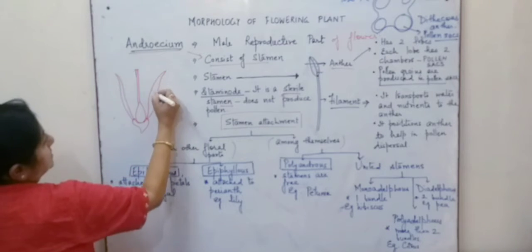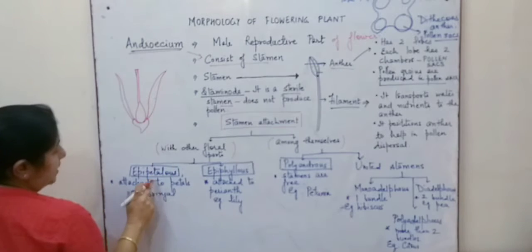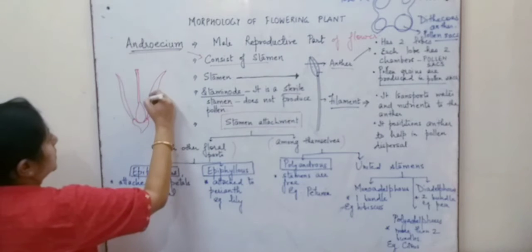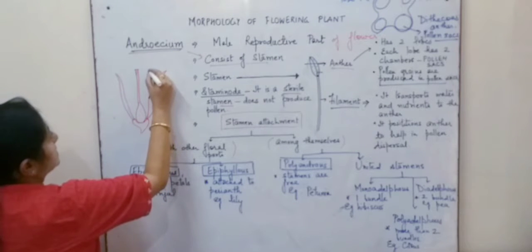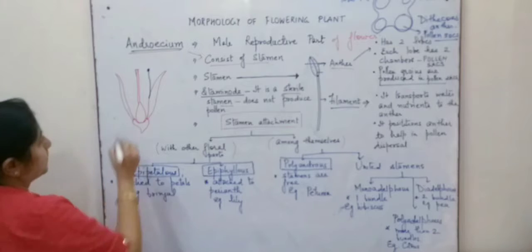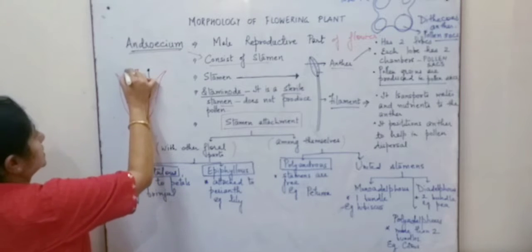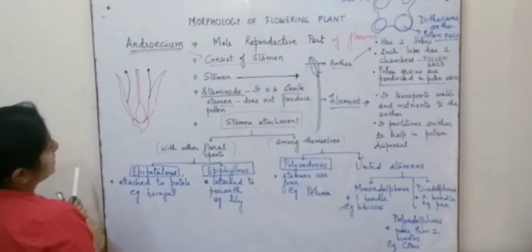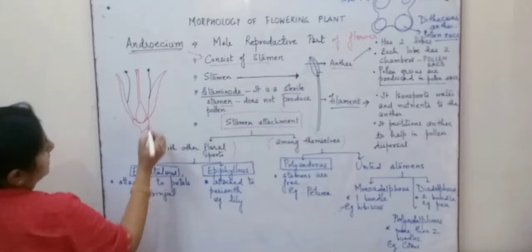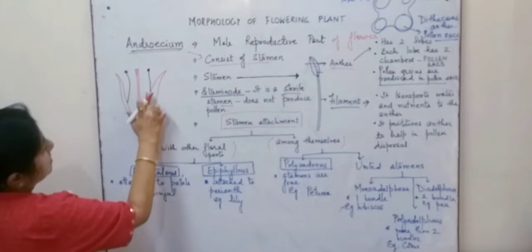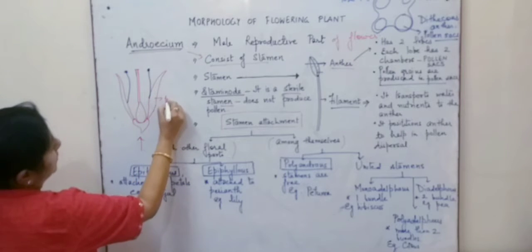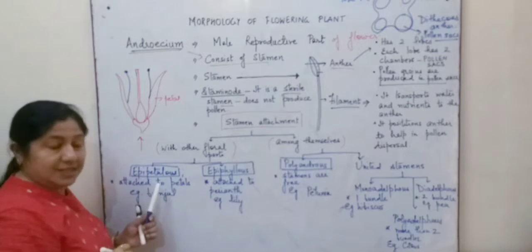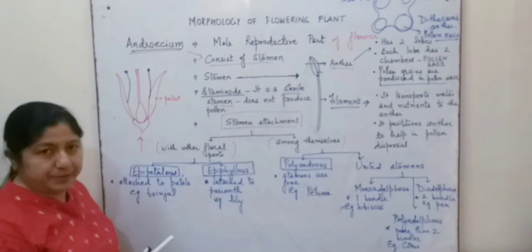This is the stigma. Now here in the epipetalous condition, the stamen will be attached to the petals like this. So it is observed in the case of brinjal. So here, as you can see, this is an epipetalous condition where the stamen is attached to the petal. So here is the point of attachment. Such types of stamens are called epipetalous.